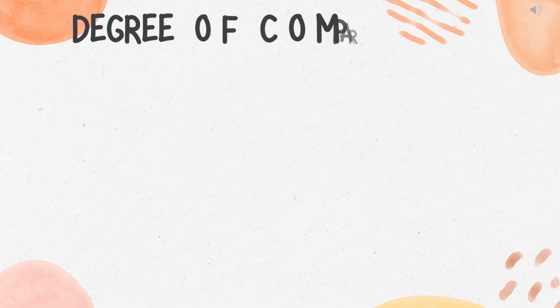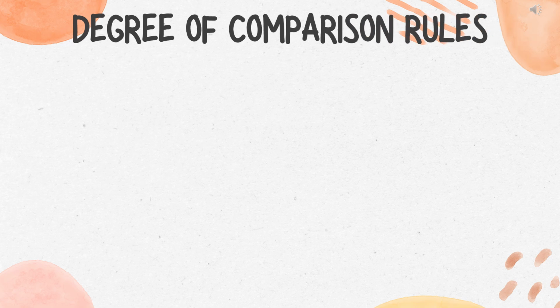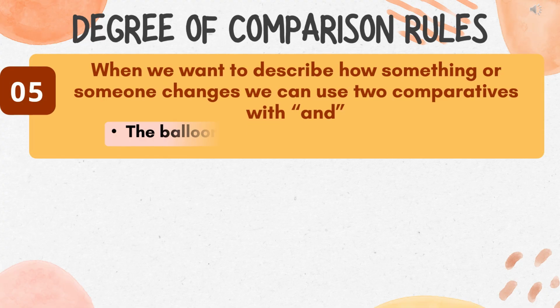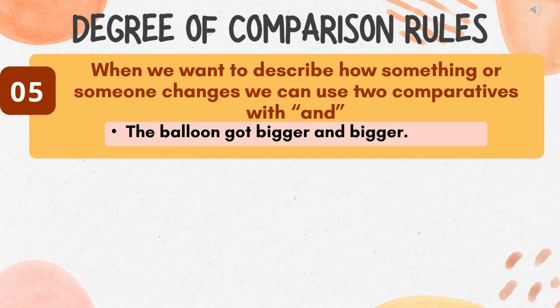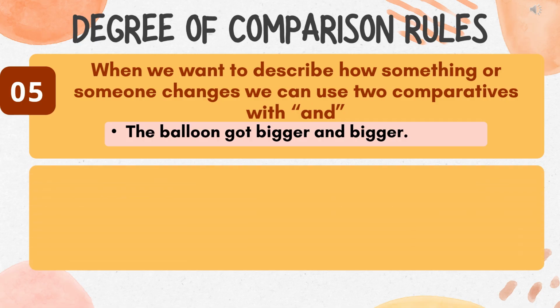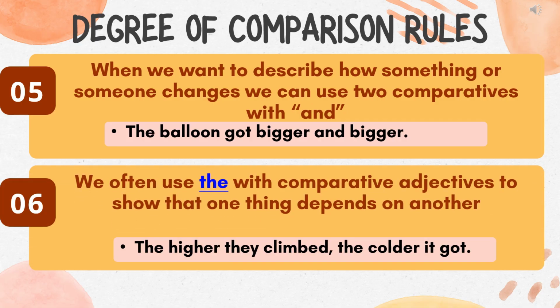Here are two more useful rules for using comparatives. First, to describe a continuous change, we can repeat the comparative with and. For example, the balloon got bigger and bigger, or she became more and more confident. Second, we can use the with two comparatives to show that one thing depends on another. For instance, the higher they climbed, the colder it got. This is a very common and useful structure in English.